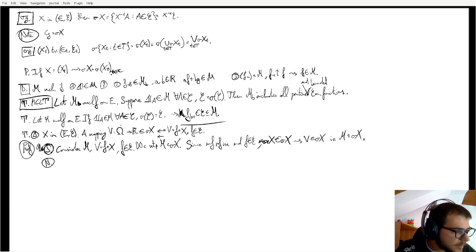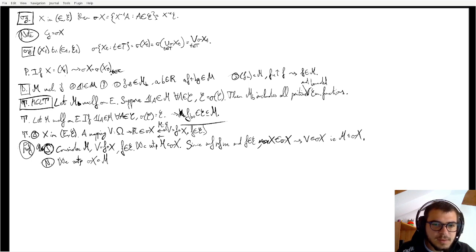Now necessity. We want to prove that the sigma algebra generated by X contains all things of this form. Well, it's the same thing, because M is this. M is the set of these things here, basically.